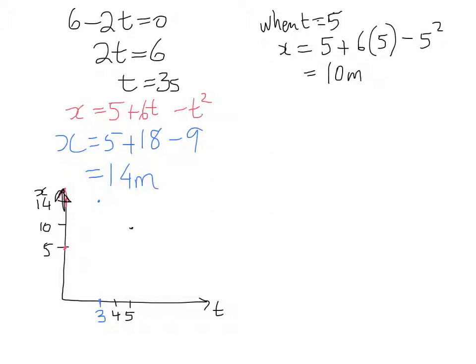So if we were to graph this, initially at t equals 0, the particle is 5 metres to the right. At t equals 3, it's 14 metres. And at t equals 5, it's back down to 10 metres to the right of the origin. So the total distance travelled, you can see, is equal to this 14 minus 5, the distance when it's moving to the right, plus the distance when it moves from 14 down to 10.